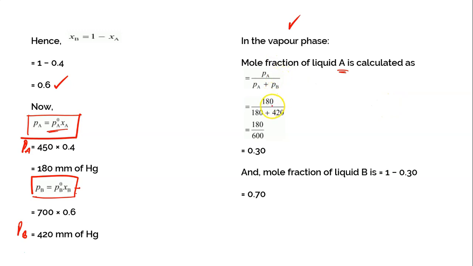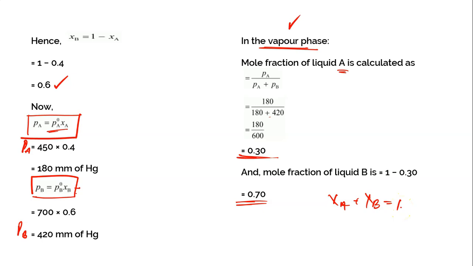PA is given, which is 180. PB is 420. So in the denominator, since you have to take the total number of moles of A and B, it is 180 by 600. When you simplify it, it is 0.30. So this is nothing but the mole fraction of component A in the vapor phase. And the mole fraction of component B has to be 0.70 because we know that XA plus XB is equal to 1.